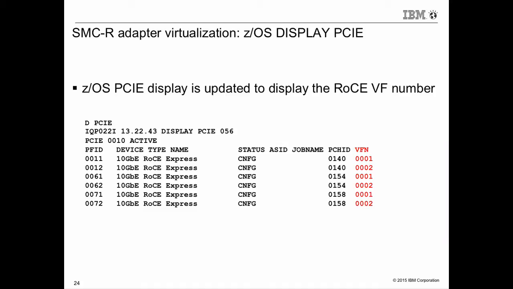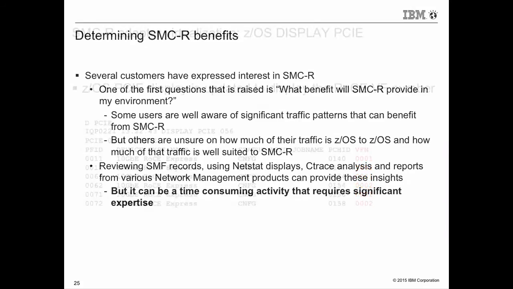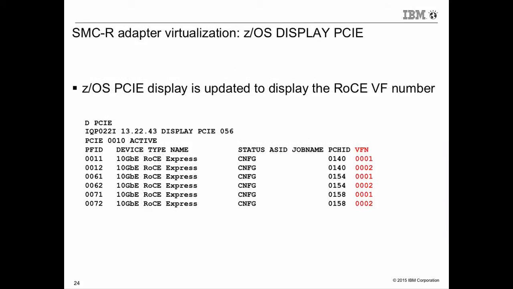And then you'll see that we said the rules are, in that sharing case, each one of those requires a unique virtual function number, and you'll see that for those two we have number 1 and number 2. That uniqueness is only necessary within a single card. That's why you see those values repeat for other sharing use cases where we're using different ROCE Express features. So in this picture, we are dealing with 3 different cards that are defined to this z/OS LPAR, PCHID 140, 154, and 158, but we're in a sharing mode. Okay, so that concludes the discussion of virtualization and shared ROCE Express support.